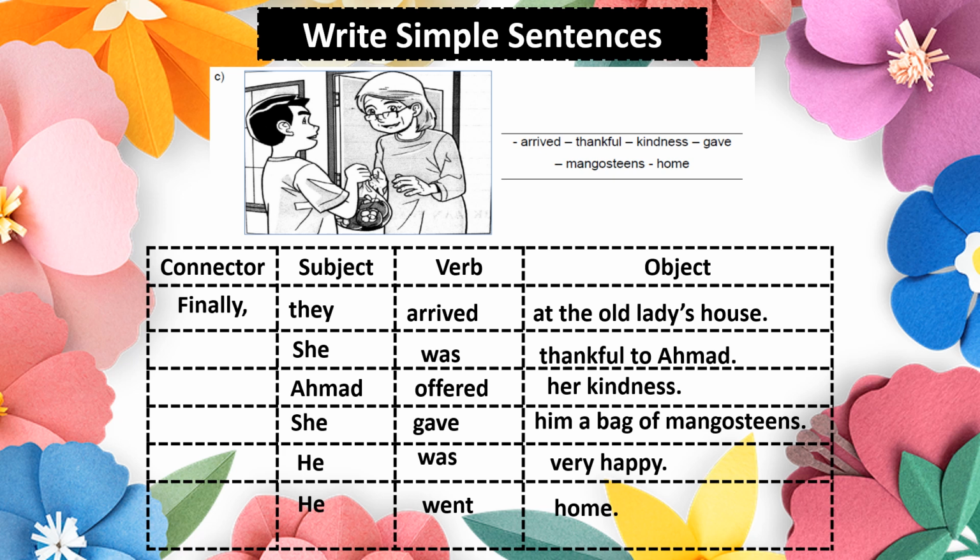Okay, so this is the last paragraph. Finally, they arrived at the old lady's house. She was thankful to Ahmad. Ahmad offered her kindness. She gave him a bag of mangosteens. He was on cloud 9.